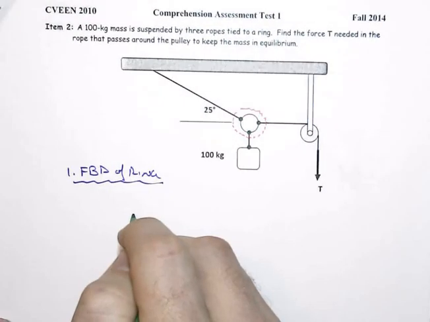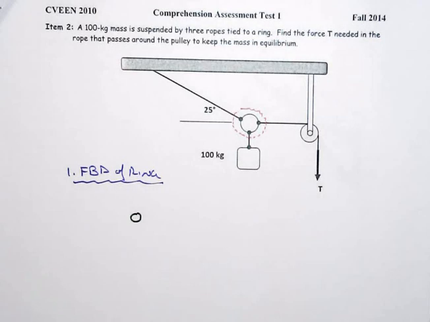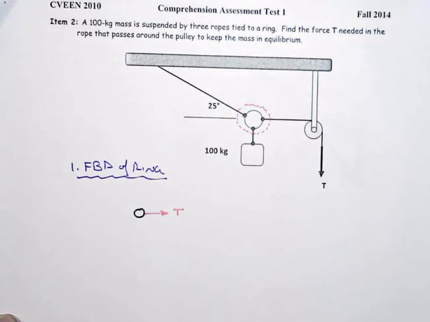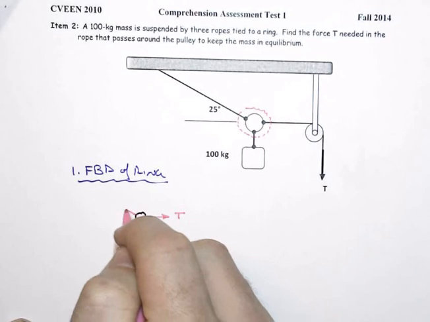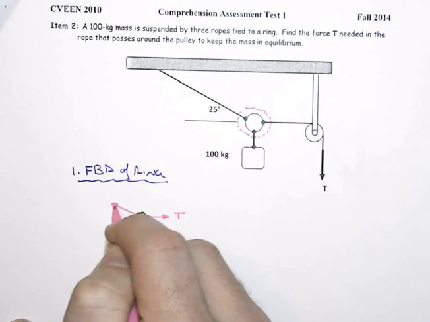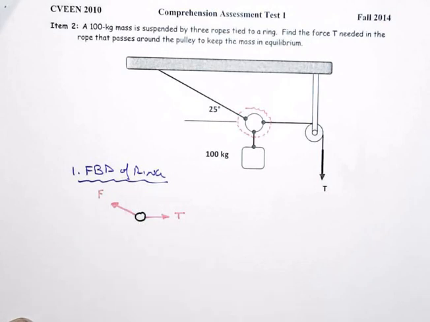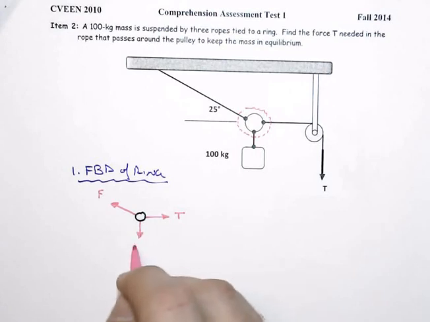There's my ring. I've got the cable force T that I'm actually after going off to the right. That's horizontal. To the upper left, I have another force that I don't have a symbol for, so I'm just going to call it F, to differentiate it from the other ones. And then I've got not a mass, but, from a free body diagram perspective, a weight that is applied to the ring going downwards, and that weight is going to be equal to m times g.